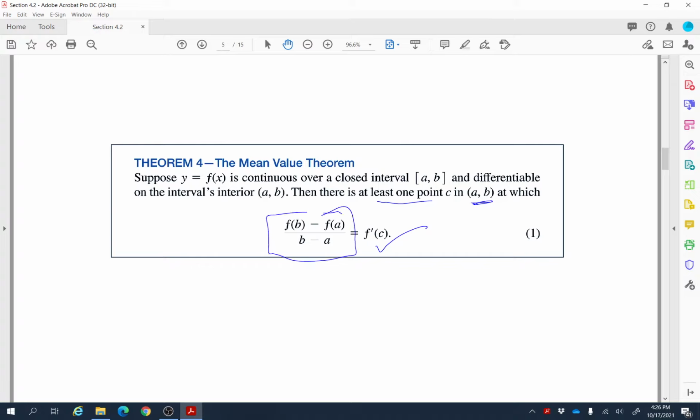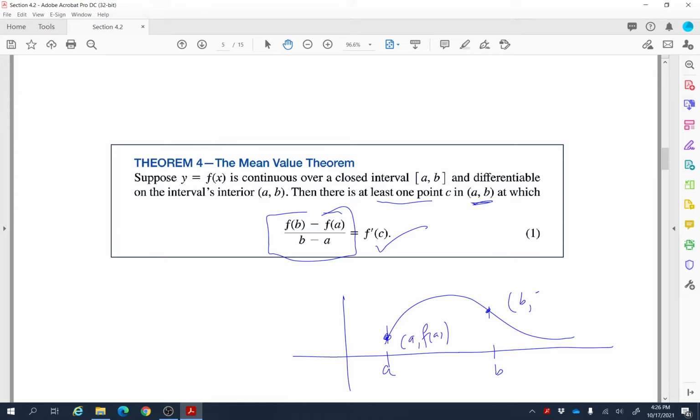Let's say this is the continuous function, here is a and here is b. At a, the value of the function is f of a, and at b the value of the function is f of b. This is the slope of the secant line joining these two points, a and b. If you try to find the slope of this secant line joining a and b, it will be f of b minus f of a over b minus a.